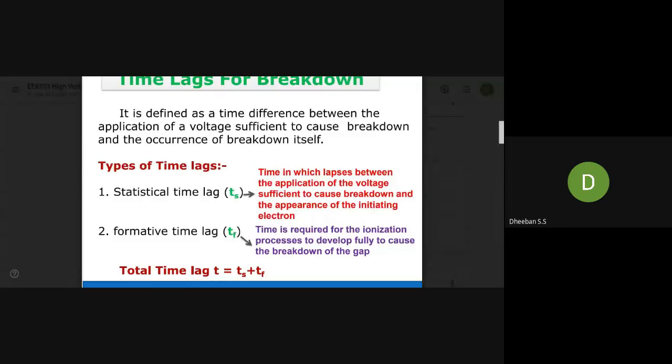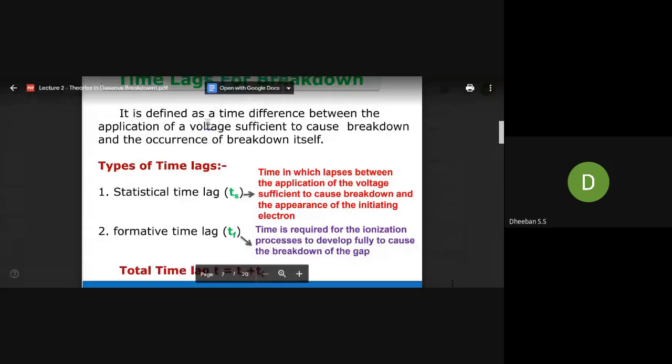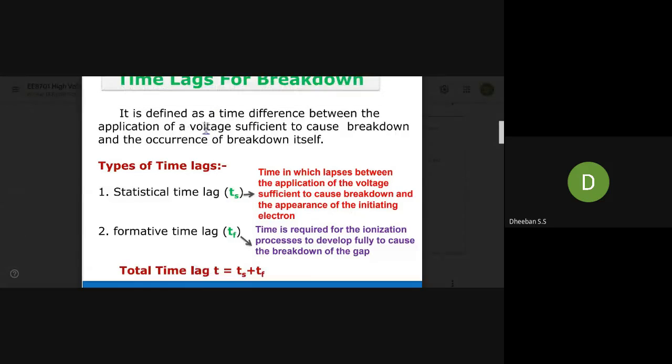So what you can say is, for a breakdown to occur, there will be some kind of time lag. It is defined as the time difference between application of a voltage sufficient to cause breakdown, that is, at a particular point the charges start to build up, to the time where your dielectric strength gets broken. So that's the time period for the lag of the breakdown.